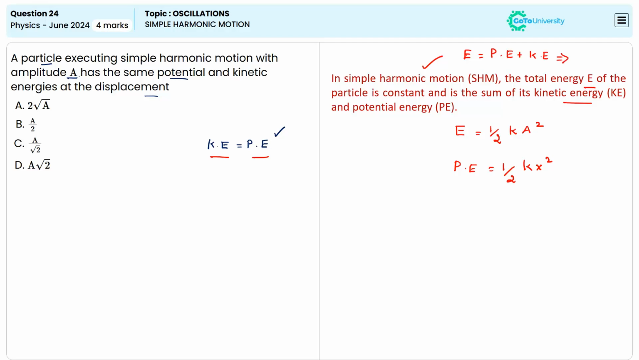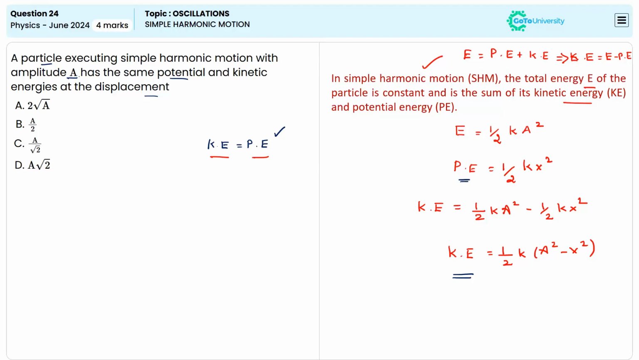We can calculate the value of kinetic energy. So kinetic energy will be equal to E minus potential energy. So the kinetic energy will be equal to half K a square minus half K x square. So here we can write the kinetic energy will be equal to half K times (a square minus x square). And as I said already, the kinetic energy will be equal to potential energy.